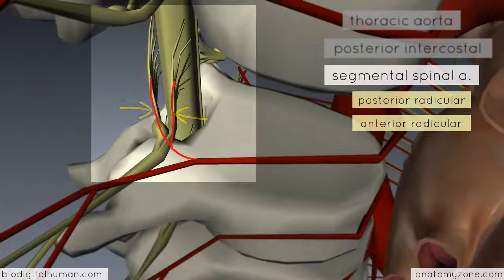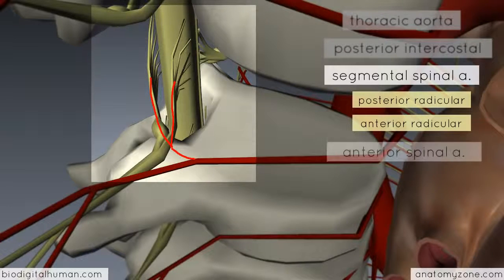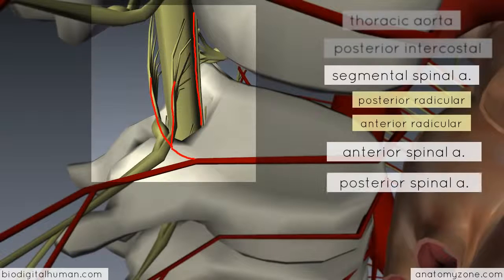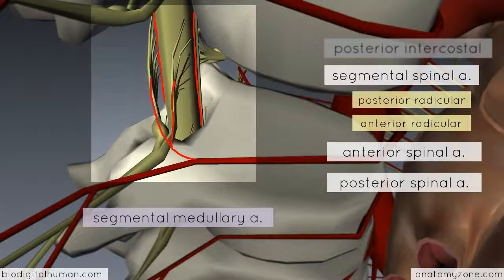roots. So also you'd have the anterior spinal artery running down in front of the ventral median fissure like this, and you'd be able to see one of the posterior spinal arteries running down the posterior lateral aspect. So at every vertebral level you've got this arrangement of a segmental spinal artery giving rise to a posterior and anterior radicular artery. But at some vertebral levels you've got another branch called the segmental medullary artery.